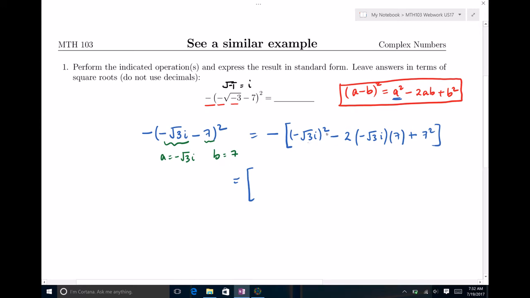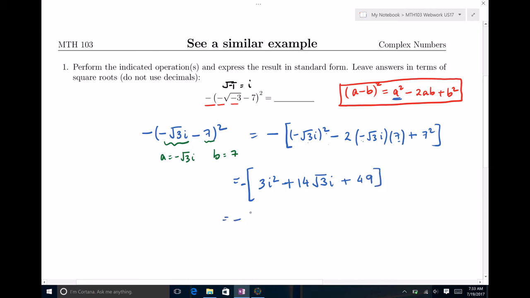Square root of 3 squared is just 3. When a negative number is squared, it becomes positive. And then I have i squared. Forgot the negative sign here. Like I said, we have to be very careful about that. Minus 2 times 7 is 14. 14 times square root of 3 is 14 square root of 3. But the two negatives cancel and become positive. 14 times square root of 3 times i, and 7 squared is 49.